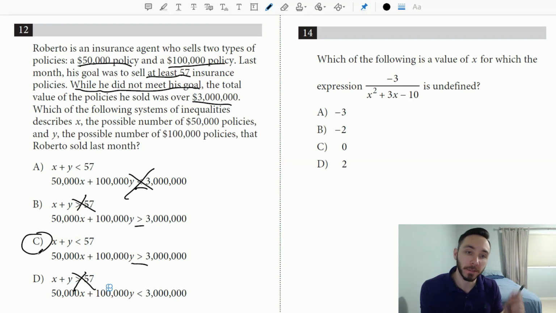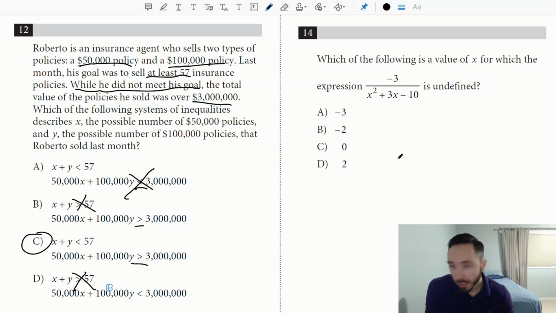So wow, really read the problem, even though I kind of skipped the reading at the end there. But usually on the SAT, the last sentence is describing the variables. I've noticed that at least. They say which describes X is the possible number of $50,000 policies, Y the possible number of $100,000 policies. Usually that last sentence is just describing the variables. So I know I skipped it, but the point of this is to read everything, because this was super mean to throw in here. He's saying at least 57, so your eyes might be locked on that, and you think, okay, greater than 57, got it. But he didn't meet his goal, and they snuck that in, and that was actually very, very important to the problem. So read it through.